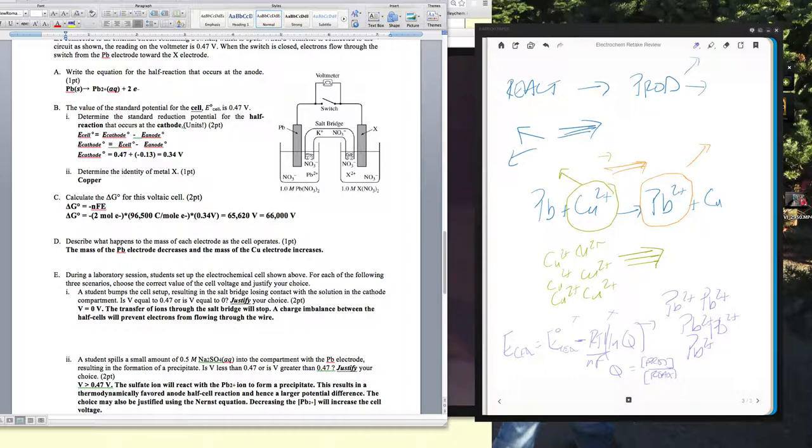If Q is greater than one, the log is positive, which means you have more product than reactant. So the E of your cell is going to go down compared to the E naught of the standard state.